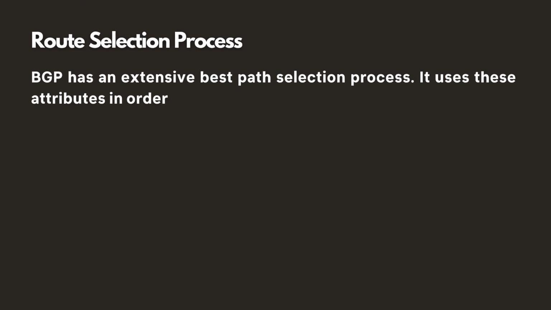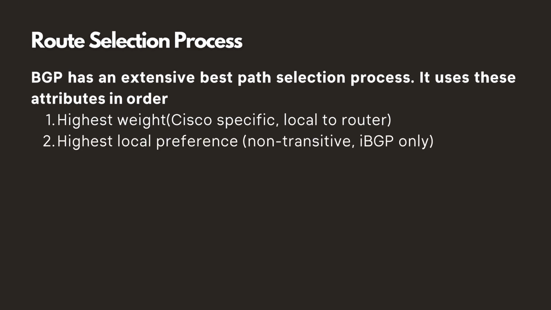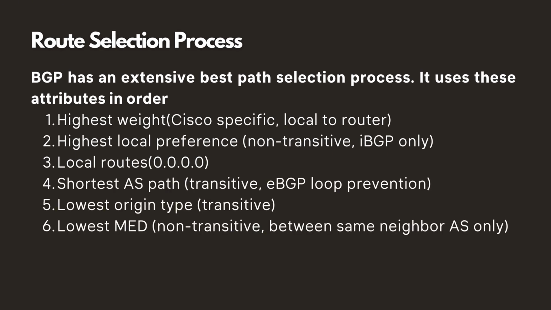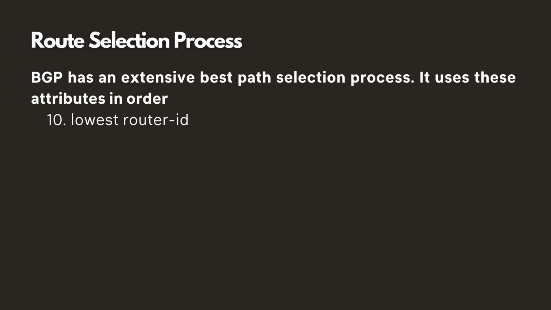BGP has an extensive best path selection process. It uses these attributes in order, starting with the highest weight for Cisco routers, then going to the highest local preference, local routes, shortest AS path, lowest origin type, lowest MED, eBGP over iBGP preference, lowest IGP metric to next hop, oldest path, lowest router ID, lowest neighbor address.